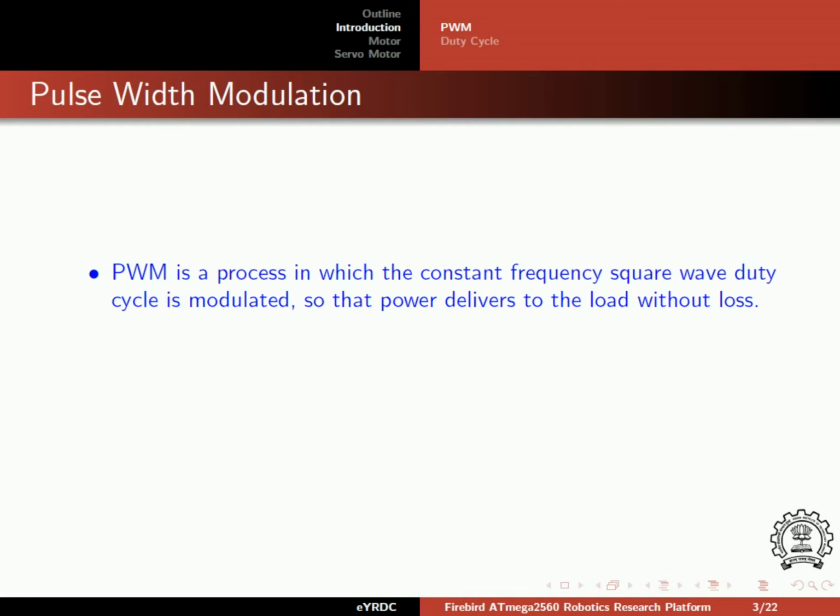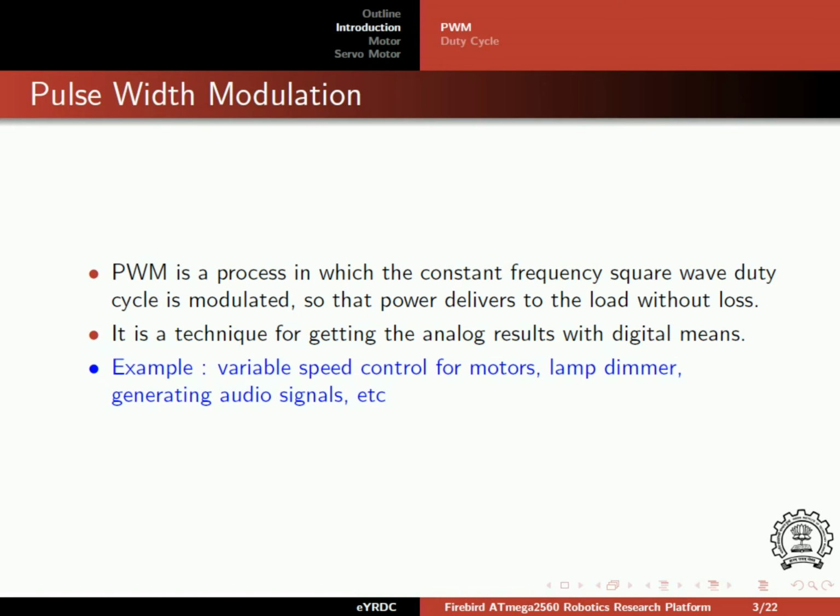PWM is a process in which the constant frequency square wave duty cycle is modulated so that power is delivered to the load without loss. It is a technique for getting the analog result with digital means. Few examples where PWM is used are variable speed control for motors, lamp dimmers, generating audio signals, etc.